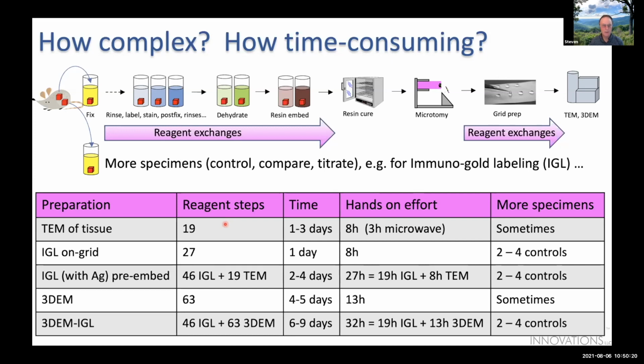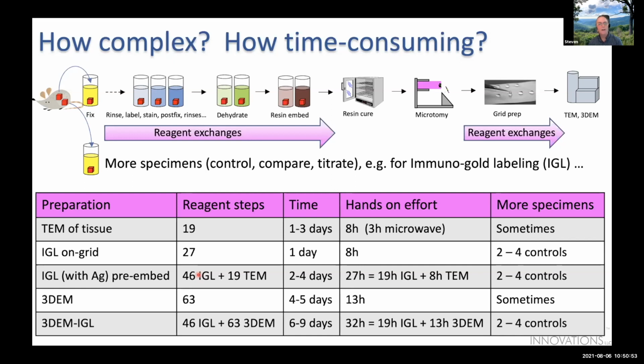And sometimes we even have more specimens to deal with, like controls and such, that we need to treat a little differently. When we go to immunogold labeling for on-grid, this is about 27 steps. Pretty typically takes most labs about a day to perform this, about 8 hours of actual effort. And we typically are tracking at least two conditions, and maybe even 3 or 4 or even more conditions. If we're doing pre-embedding immunogold labeling with silver enhancement, we're talking about 46 different reagent steps.